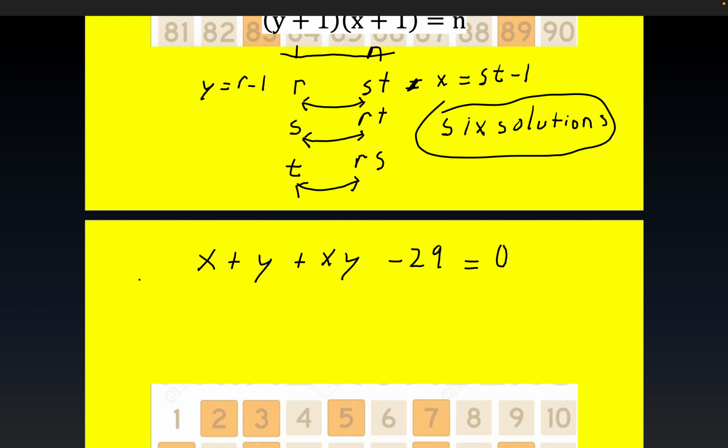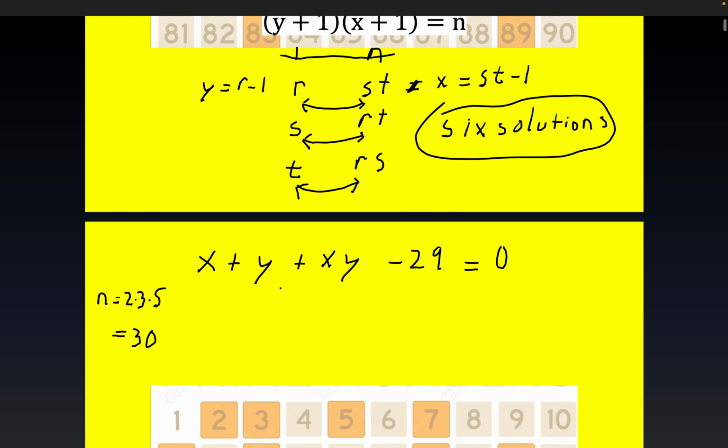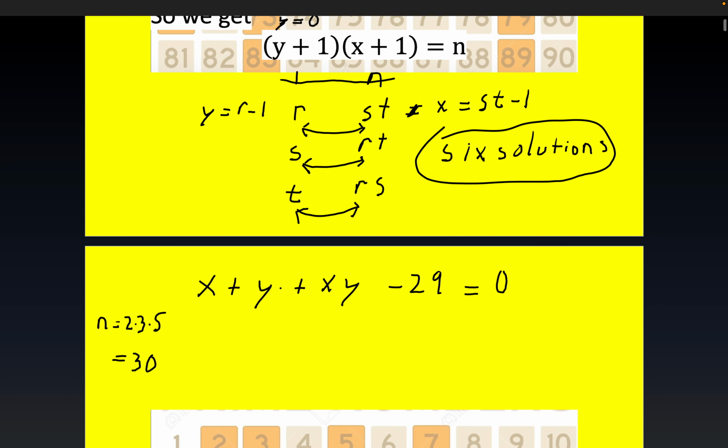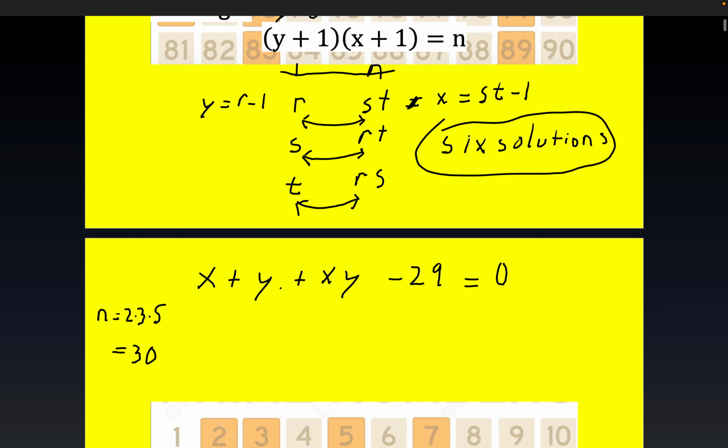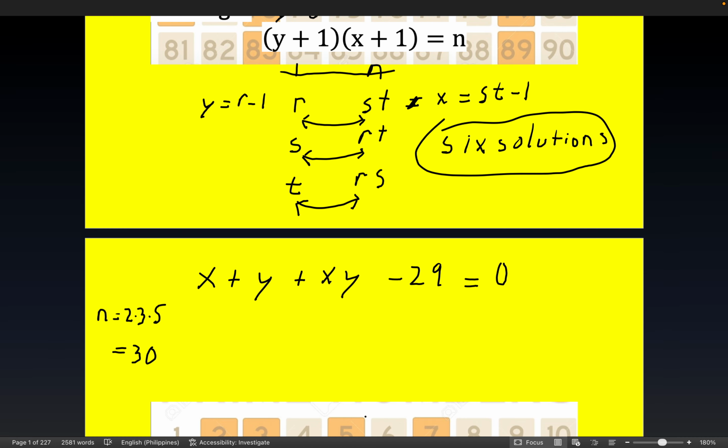Because it is an n minus 1 statement, right? But n is equal to 2 times 3 times 5. Okay. Which is equal to 30, right? Okay, now let's just take a look at one of the possibilities. I guess we could do r equals 2, all right? So we could do r equals 2, and then st would be 15, right?